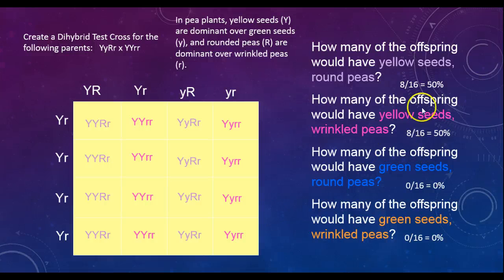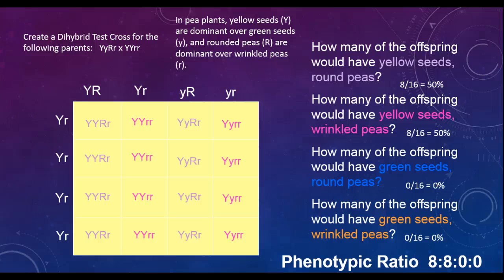So to double check yourself, you should add your 2 numerators here, which equals 16, and make sure that it also equals the denominator, which is 16, which it does. So this is how we would fill out a dihybrid test cross, and we would gather our data from it. So what we do from here is we come up with a phenotypic ratio for all 4 outcomes.